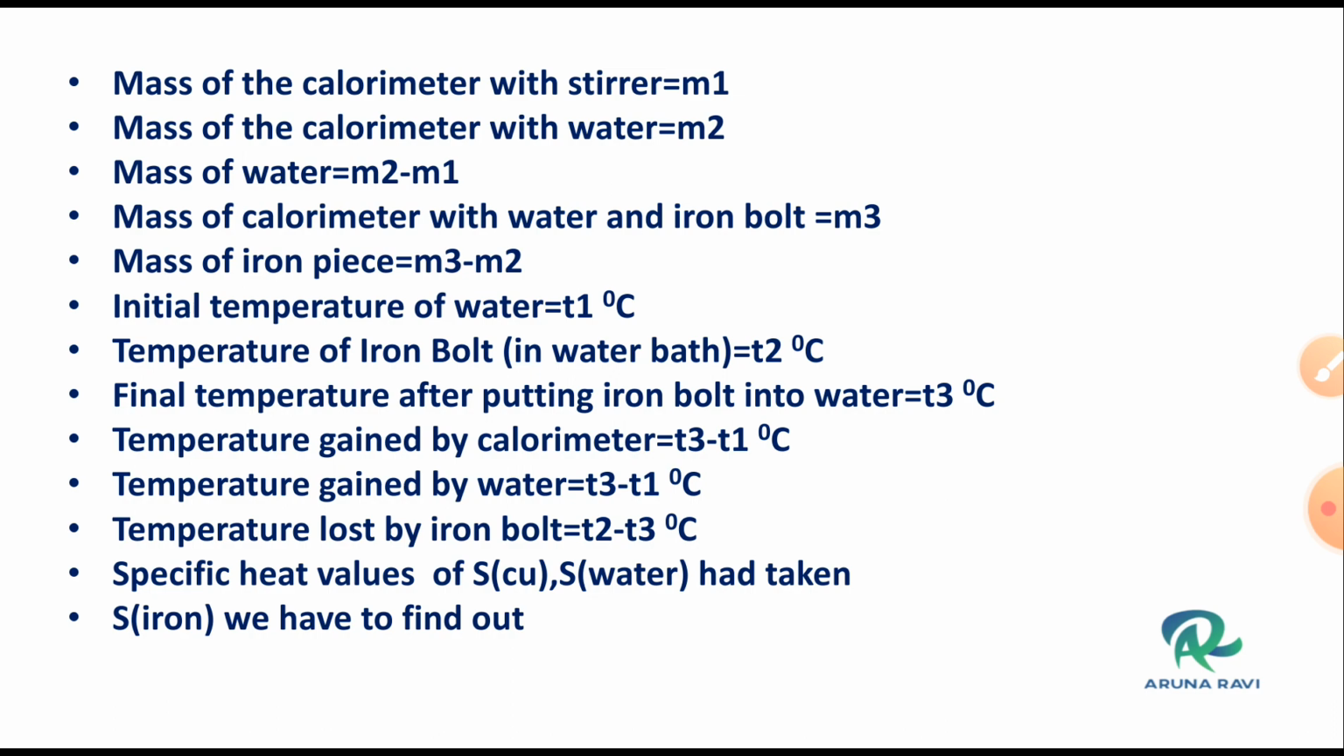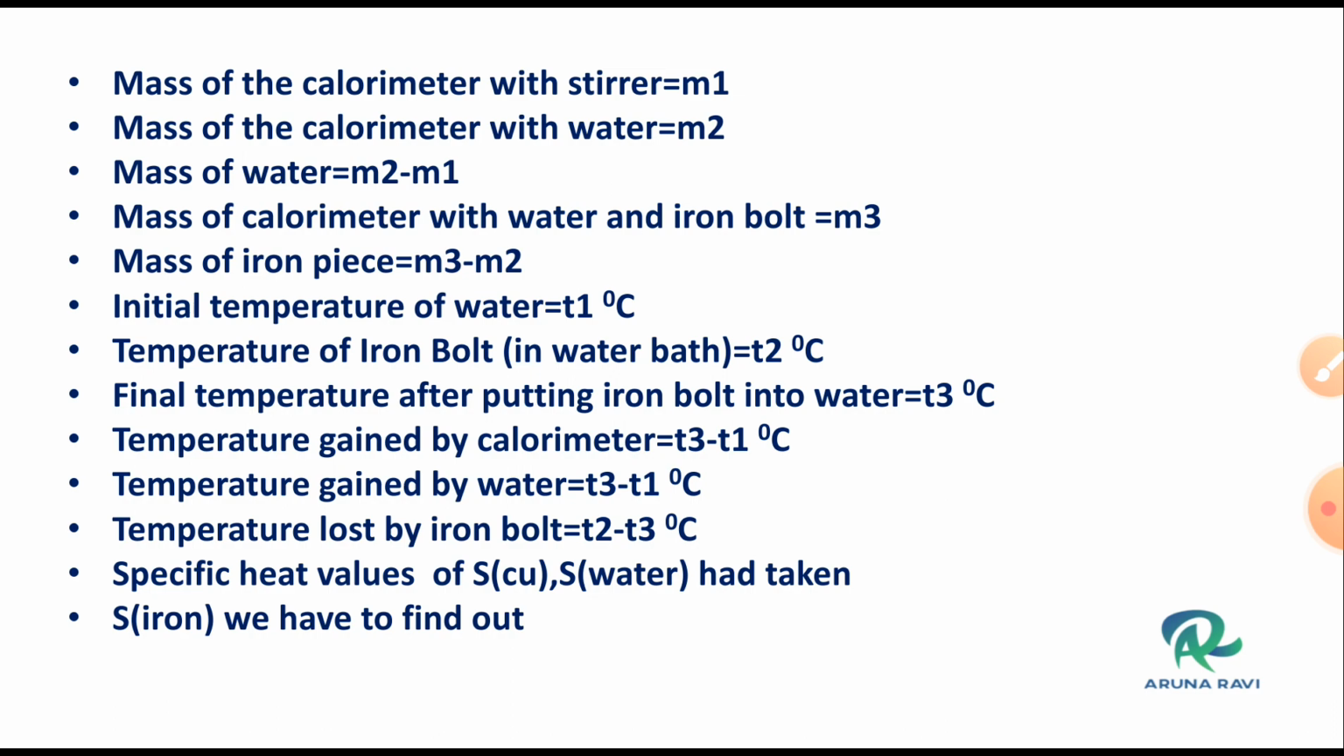With those we calculated the mass of water and the mass of the iron bolt, and now we are going to calculate the temperature gained by the calorimeter. Initial temperature is T1, final temperature is T3. So the temperature gained by the calorimeter is T3 minus T1. Temperature gained by water is also from T1 to T3, T3 minus T1. Temperature lost by the iron bolt: it is at T2, that is 100 degrees centigrade, and it lost temperature down to T3, so T2 minus T3.